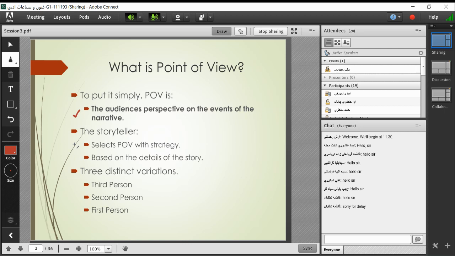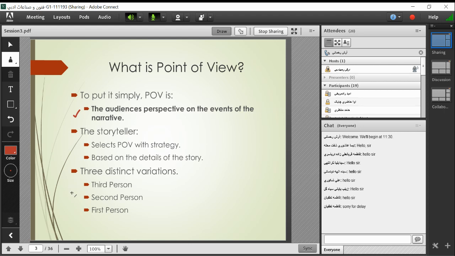So, if you remember last semester, we said that every storyteller selects the POV with certain strategies based on the details of the story. So it's not like a random selection. The choice of POV is actually very significant for us because, obviously, the choice of POV has certain consequences and ramifications, not only for the writer but also for the reader. If you select an inappropriate or incompatible POV for a certain story, your story might not really get your message across.